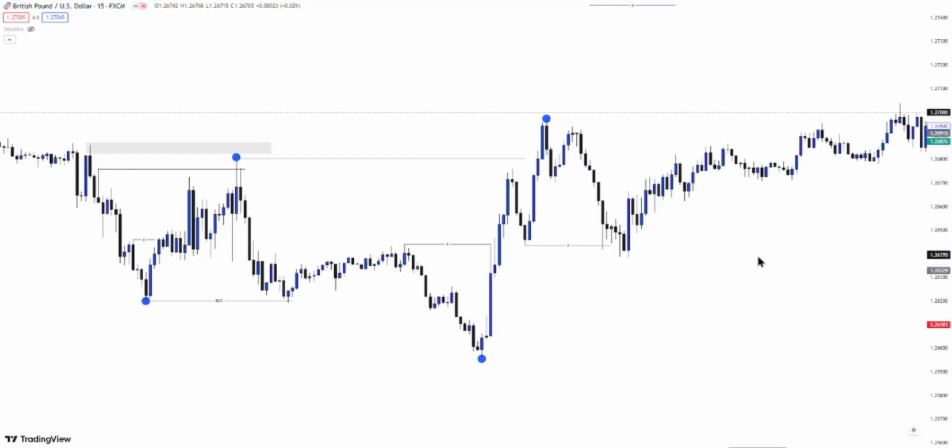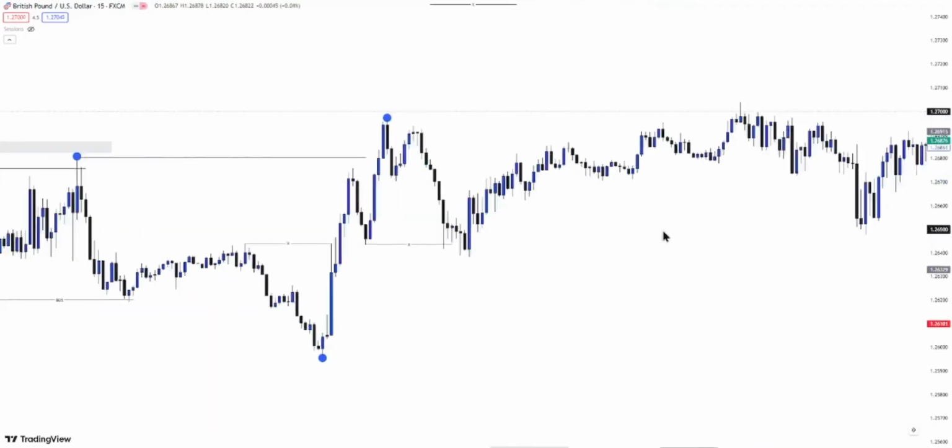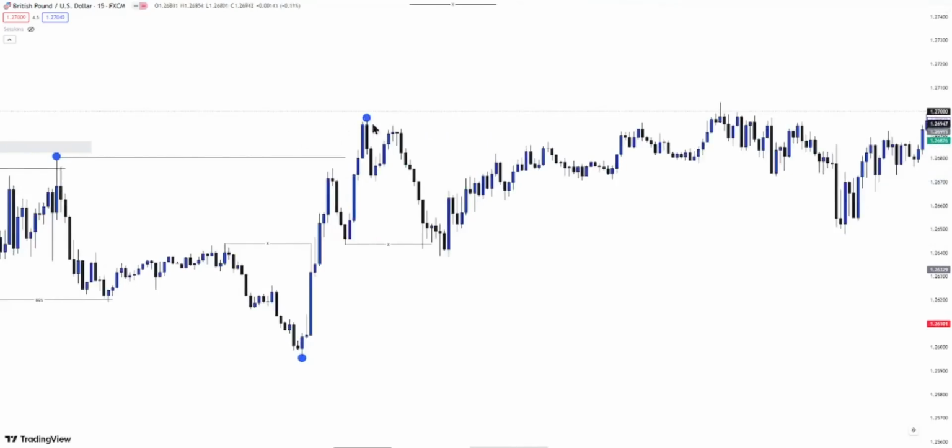Now, let's continue. What do you expect? You are expecting this high, which is the weak high, to be taken out, and price should close above it. All right. So let's see whether that happened. Now, look at it here. Did it actually happen? I think so.